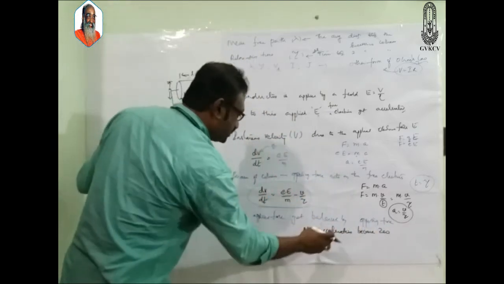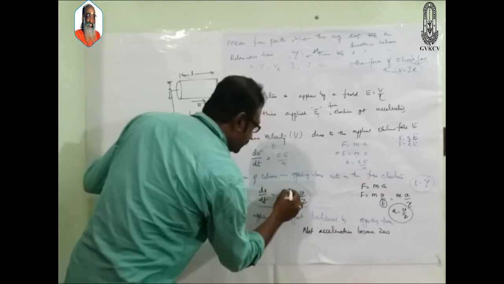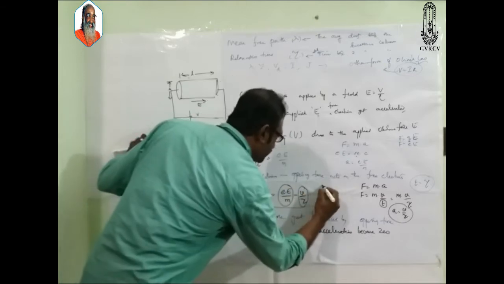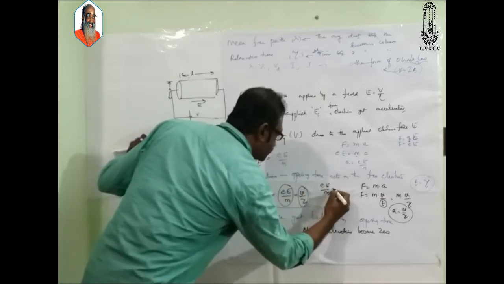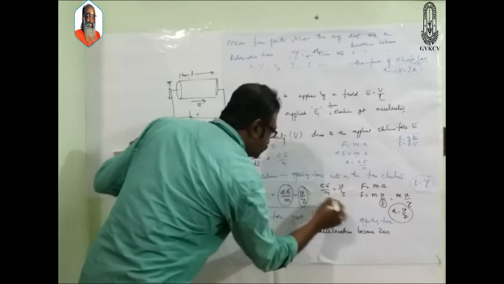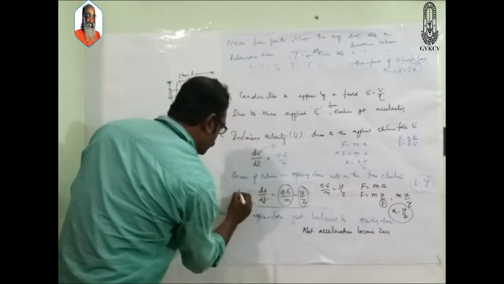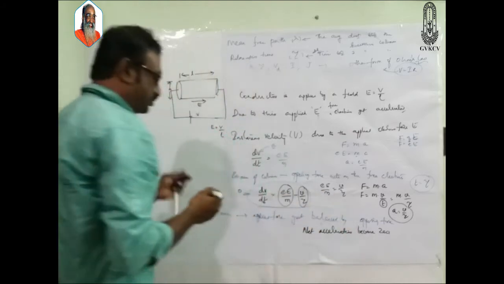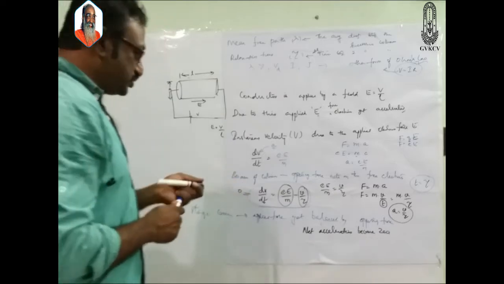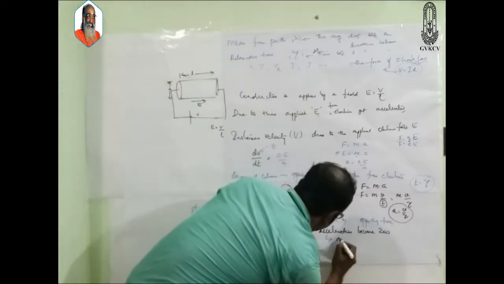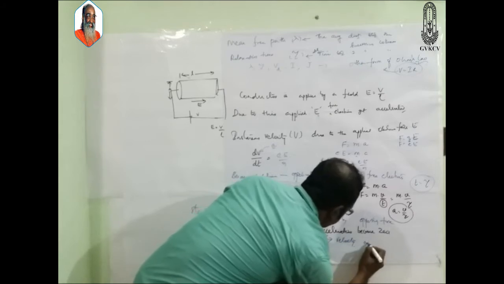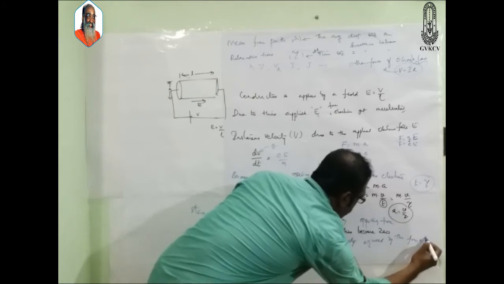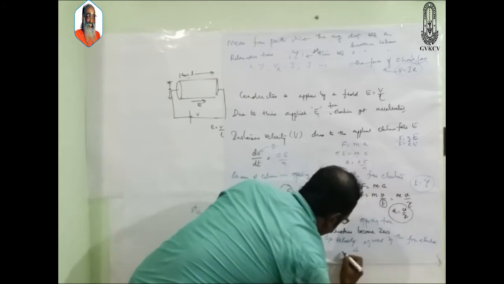I can give an explanation for this. If this is the applied force and this is the opposing force, and they get balanced, then eE by m is equal to v by tau. If these two are equal, this becomes 0, so the net acceleration becomes 0. Already we know that when the net acceleration becomes 0, the velocity acquired by the free electrons we will be calling the drift velocity.